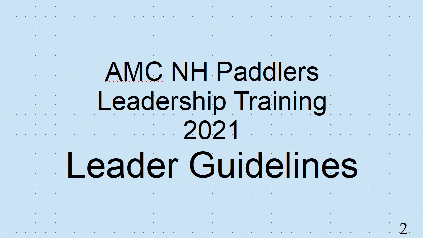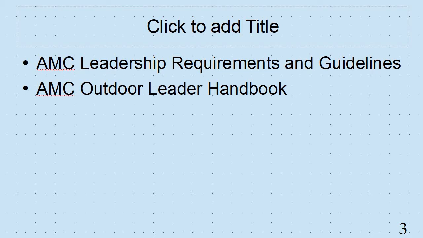In this video, we're going to look at leader guidelines. In the prior two, we had been looking at requirements for leaders. There are two sources of guidelines that the AMC provides for leaders. One is the AMC Leadership Requirements and Guidelines. We talked about that in the last video from the requirements point of view. Here we'll talk about it from the guidelines point of view. And also one that we haven't talked about, the AMC Outdoor Leader Handbook.